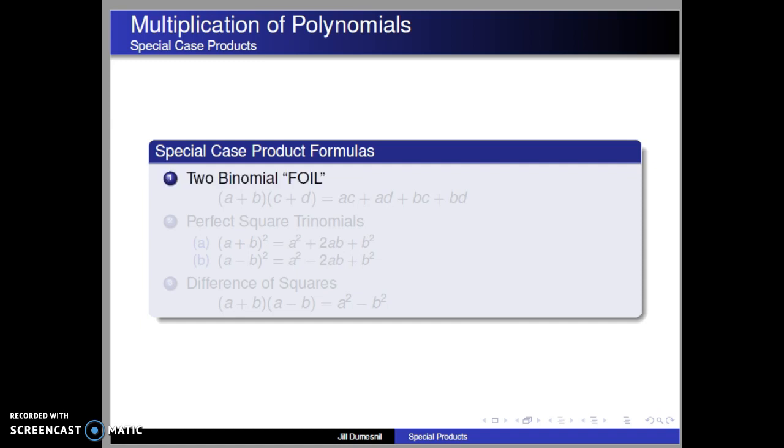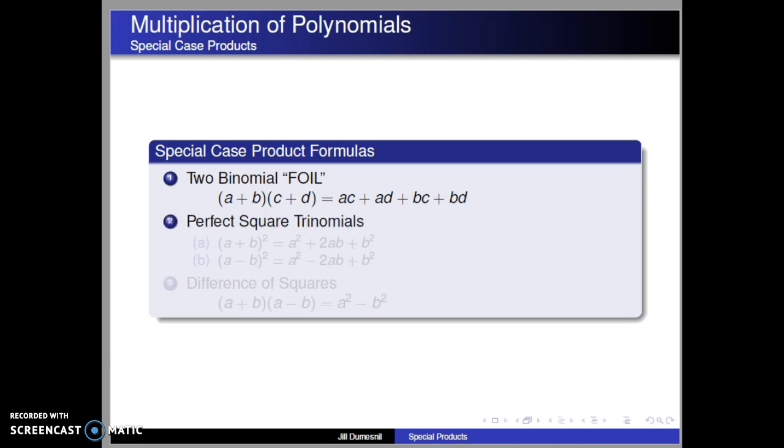To compute the product of two binomials by the FOIL method, we multiply a plus b times c plus d by multiplying the first two terms, a and c, plus the outer two terms, a and d, plus the inner two terms, bc, plus the last two terms, bd. FOIL is a shortcut. It stands for first, outer, inner, last.